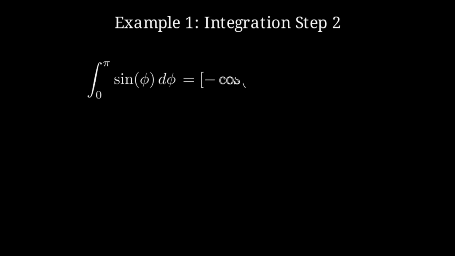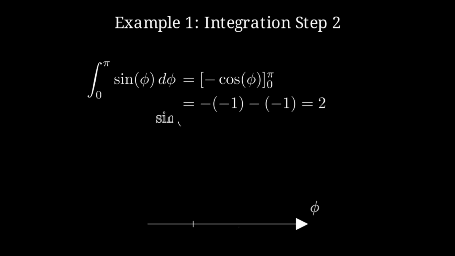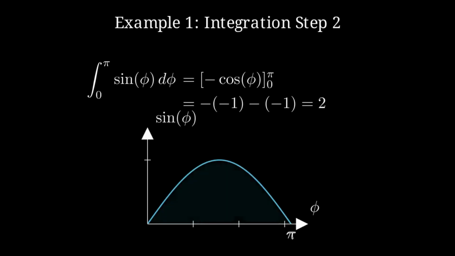Next, we integrate sin phi with respect to phi. The antiderivative is negative cosine phi. Evaluating from 0 to pi, we get -(-1) - (-1)... that is, 1 minus negative 1, which simplifies to exactly 2.